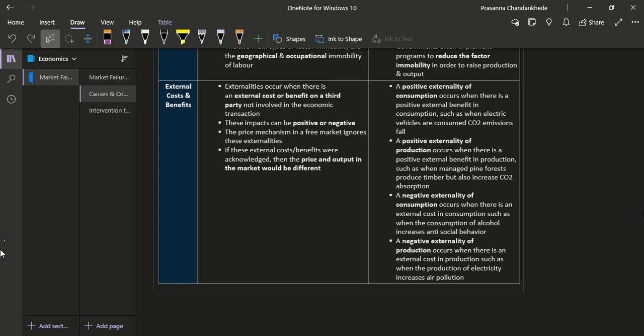Consequences: a positive externality of production, a positive externality of consumption, a negative externality of consumption, and a negative externality of production. You all can read the text below it, which will help you. Pause the video and read it. Then let's continue.